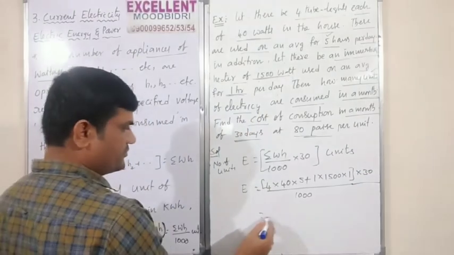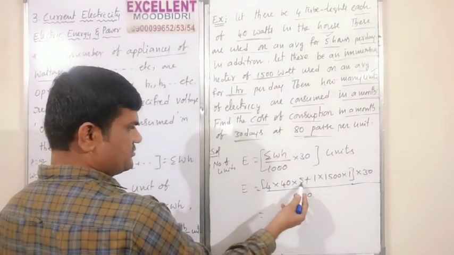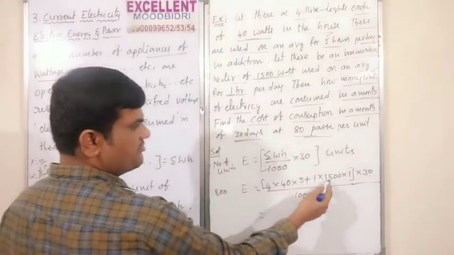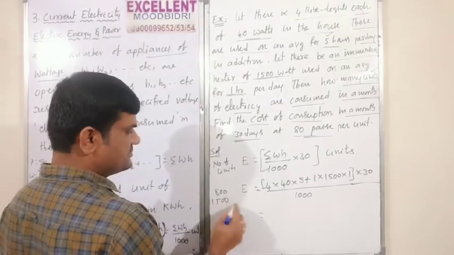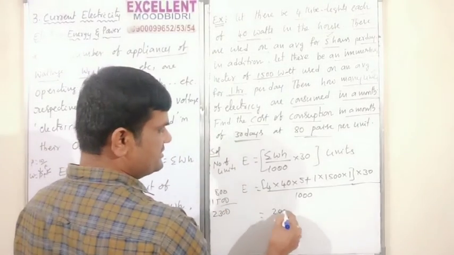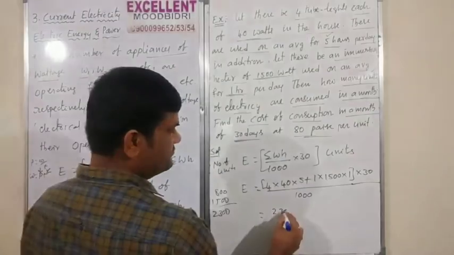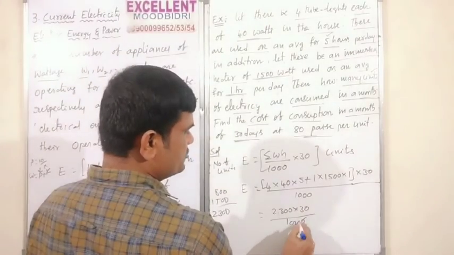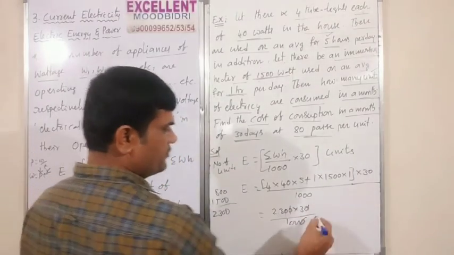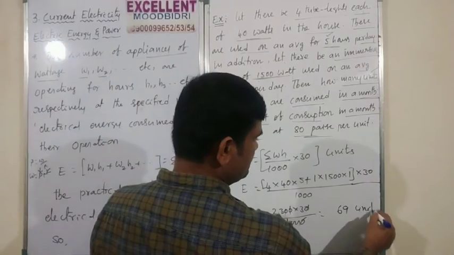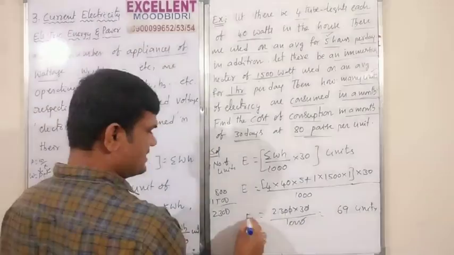Therefore 4 into 5 into 40 is 800, plus 1500, so 2300, correct? 2300 into 30 days divided by 1000. So the zeros get cancelled. Therefore 3 threes are 9, 3 twos are 6, so 69 units. That is the energy.